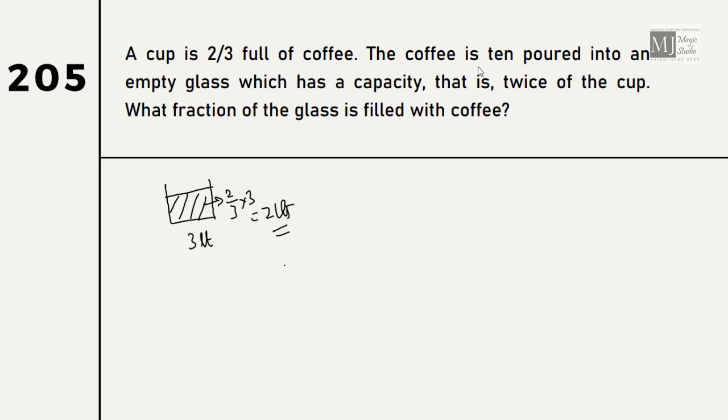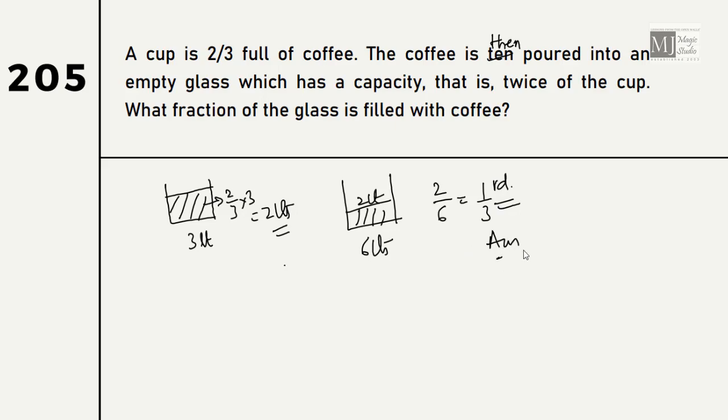The coffee is then poured into an empty glass which has a capacity that is twice of the cup. That means this vessel capacity is 6 liters. Now 2 liters of coffee is there. What fraction of the glass is filled with coffee? 2 by 6, that is 1/3. 1/3 of the glass is filled with coffee.